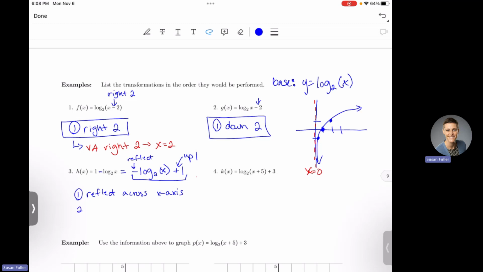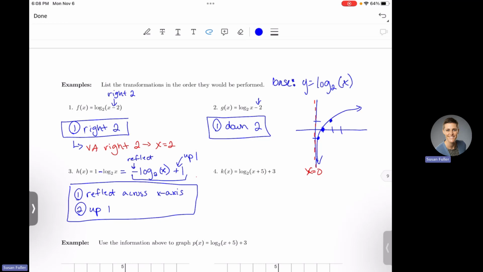And then the second thing that I'm going to do is move this vertically up 1. And notice the vertical reflection and the vertical shifting does not affect my vertical asymptote, so it's going to stay exactly where it is.